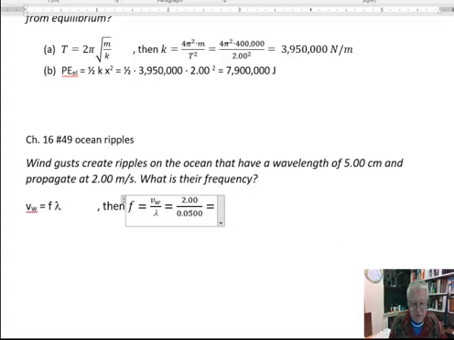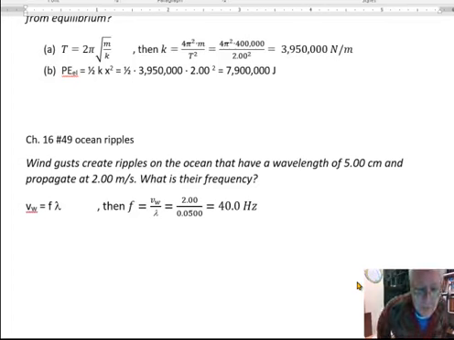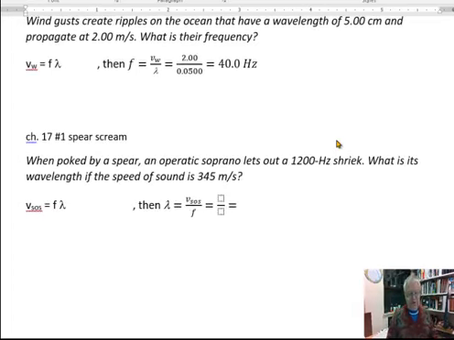I can do that in my head. That ought to be 40, right? Yep, it is 40, and with 3 significant figures, it's actually 40.0. This will be meters per second divided by meters, which means the meters divide out, and it's per second. And per second, for that, we use the hertz as the unit. So the frequency is 40 hertz, which means you get 40 ripples in a second going by.